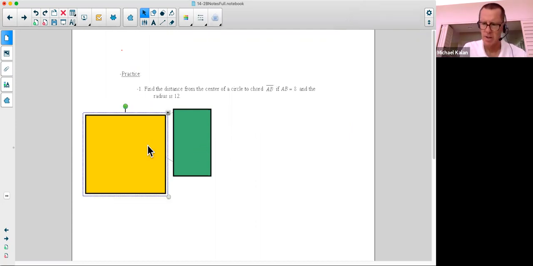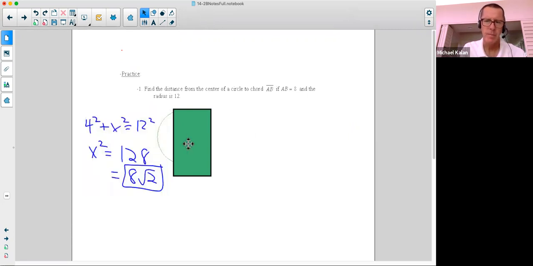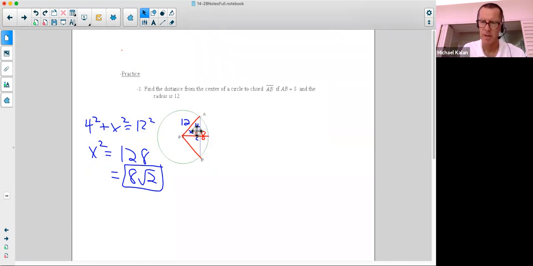All right, so here we go. So we had our chord is 8, right? We know that if we can draw this in, it's going to split it into 4 and 4, and we're going to have a perpendicular bisector.